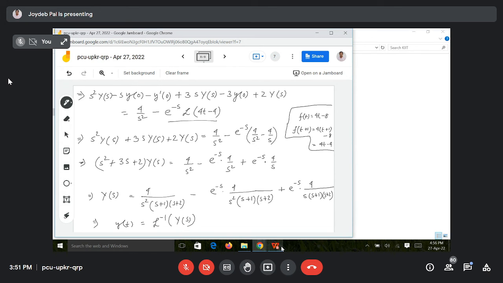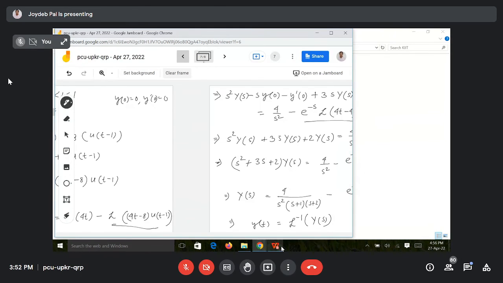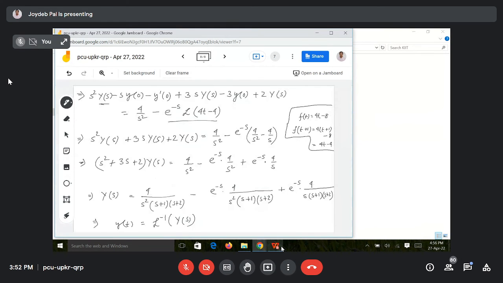Look, be careful about the notation. This capital Y and small y I am using. Whenever we are applying the derivative formula, the first term is capital Y(s). Others are small, so be careful. Here also, first it is capital Y and others are small. Go through the formula and you will get why I have written that.